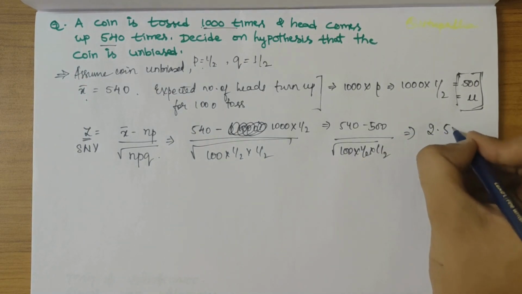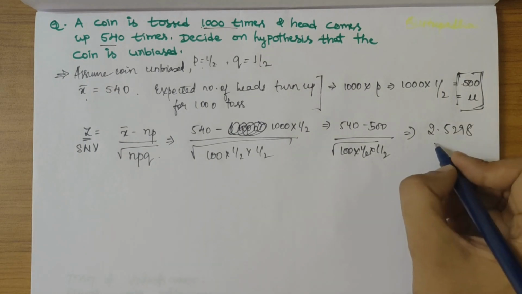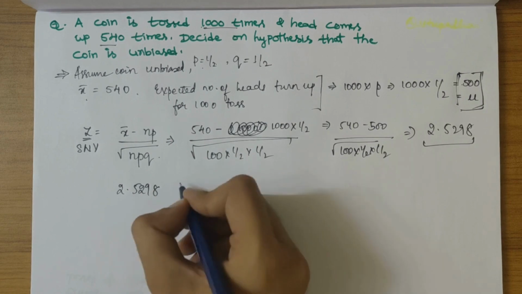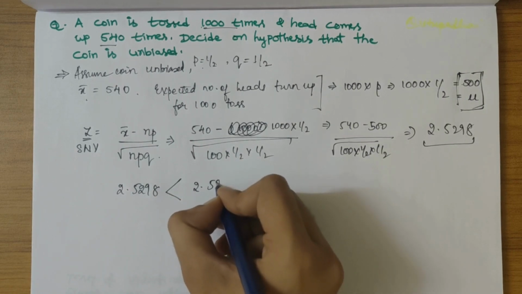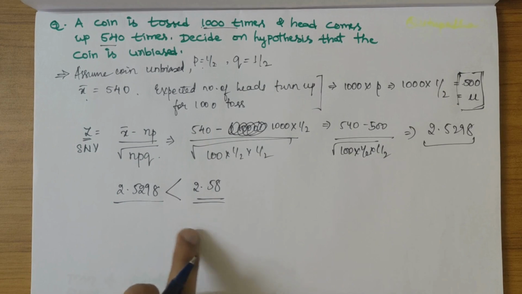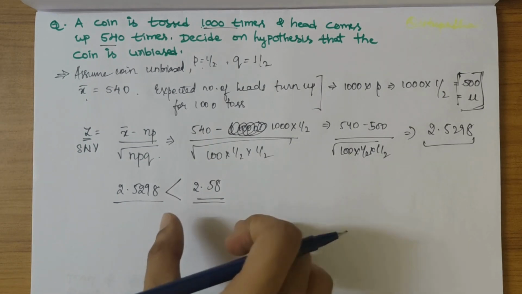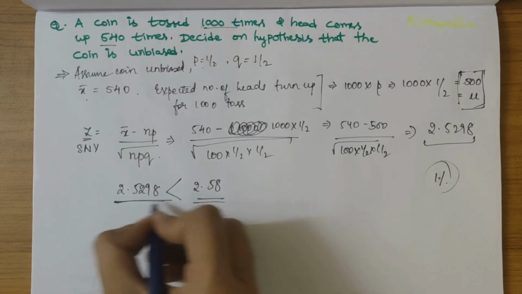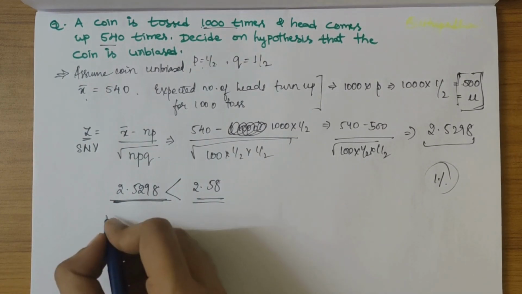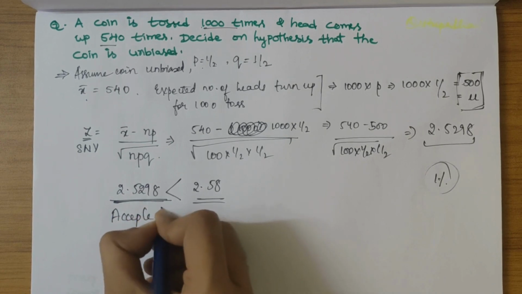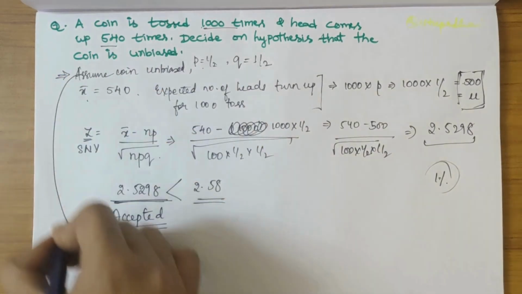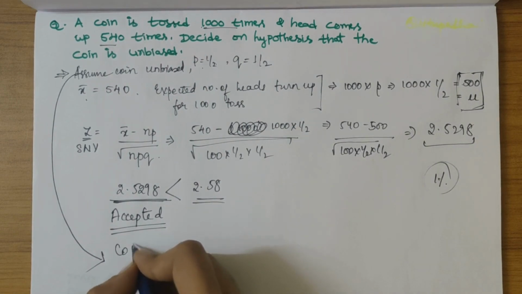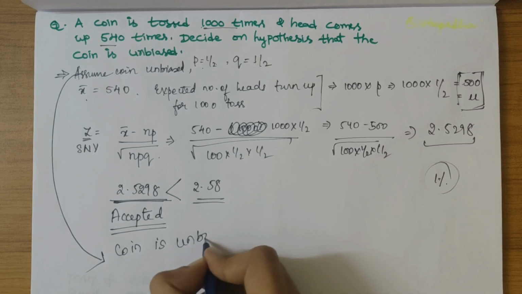Solving this we get 2.5298. So 2.5298 is less than 2.58. 2.58 is the significance level for 1%, right? So we can say that 2.5298 is less than that. Thus the hypothesis is accepted and the assumption can be stated as true. So the coin is unbiased.